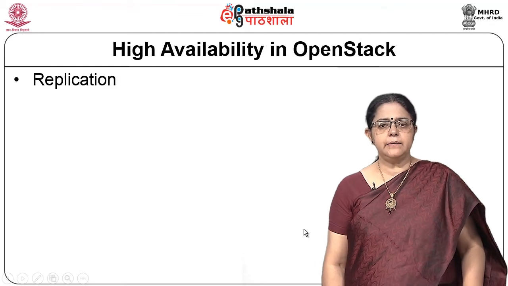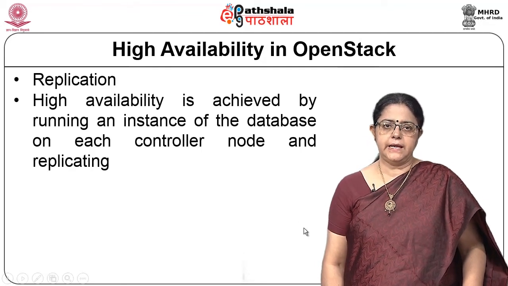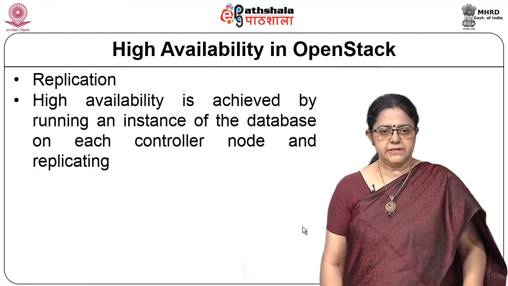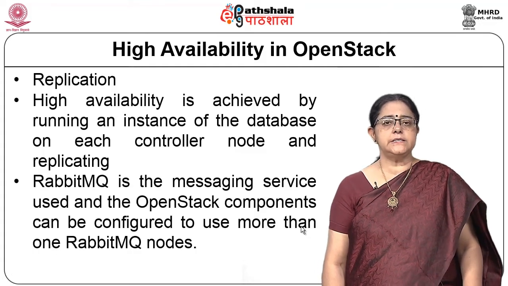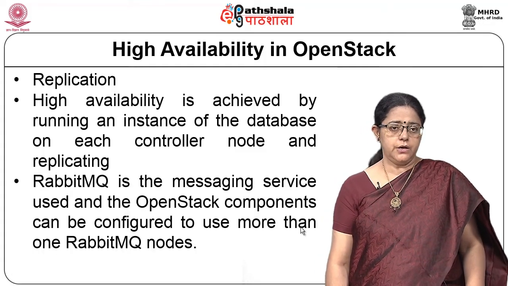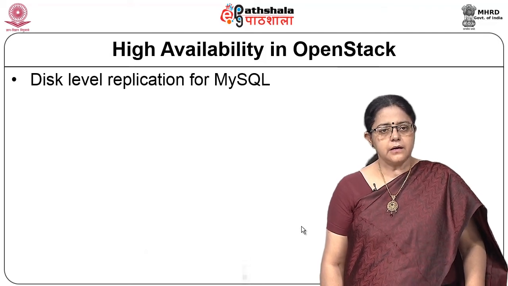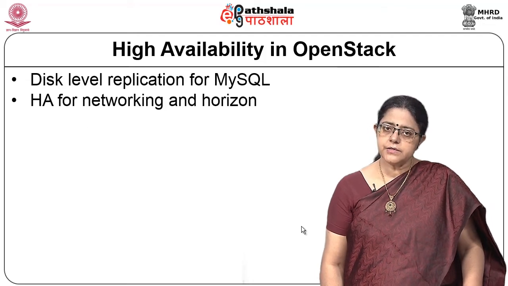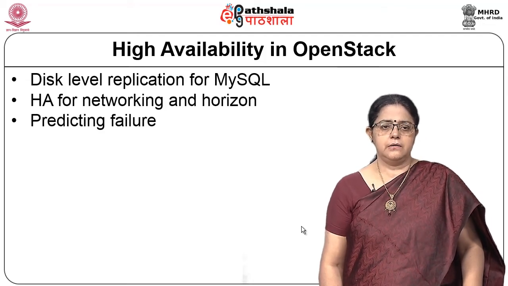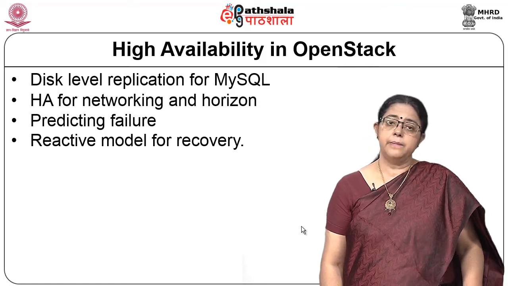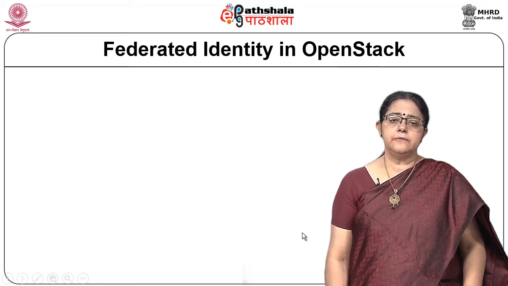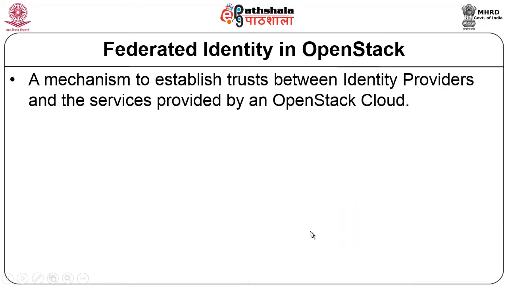So, how is high availability achieved in OpenStack? By replication. Everything can be replicated in OpenStack, and therefore, high availability can be implemented. RabbitMQ, which is the messaging service, can also be replicated, therefore ensuring communication. Further, there is disk level replication in MySQL, replication of networking and Horizon, and predicting failure, thereby ensuring that everything is highly available. And the federated identity ensures that security is maintained.